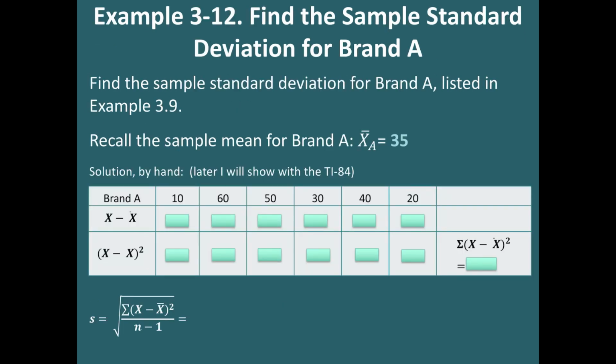So why don't we go ahead now and find the sample standard deviation for brand A, and let's recall that the sample mean for brand A is 35 months. Let's go ahead and do this first by hand. Later I will show you with the TI-84. First, what we do is we subtract the mean, x bar, from every data value. This will give us the following results.